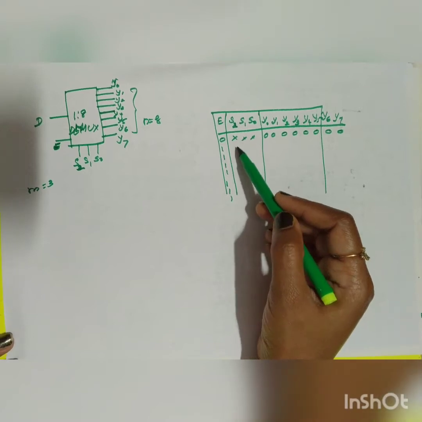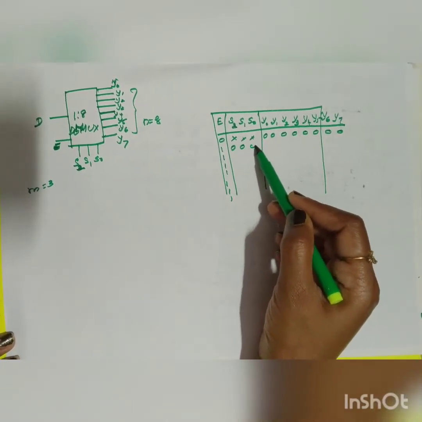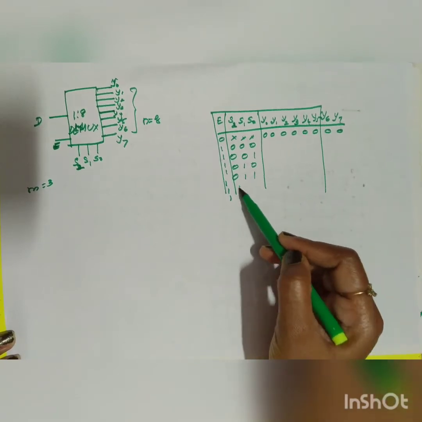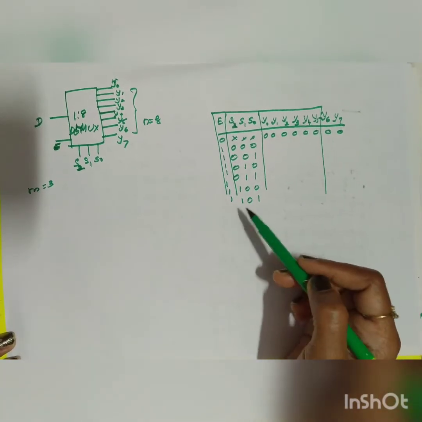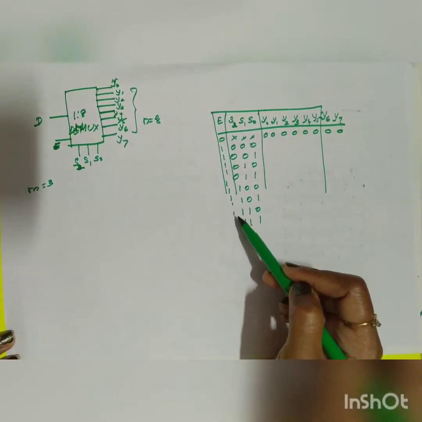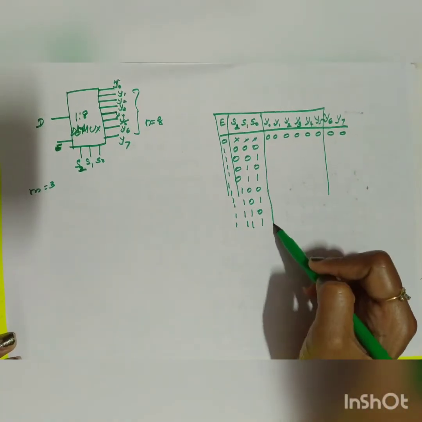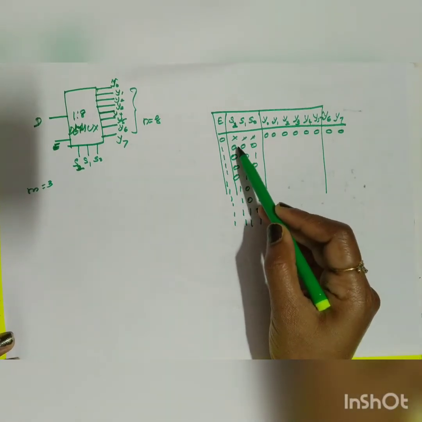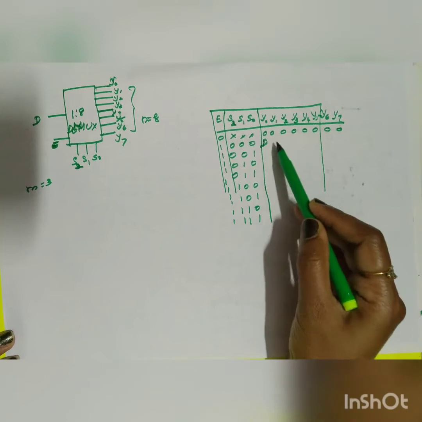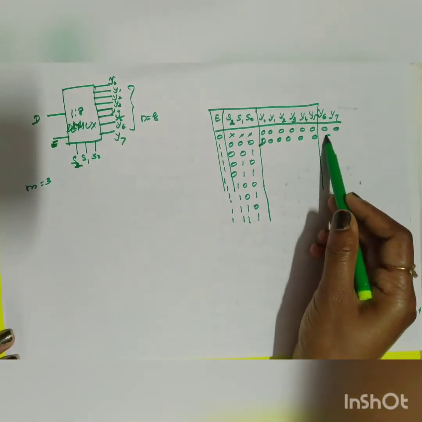So what will be your combination? 3 bits, right? So 0 0 0, 0 0 1, 0 1 0, 0 1 1, 1 0 0, 1 0 1, 1 1 0, 1 1 1. So enable will be high in all the cases. So what will be your output now? When your select line is 0 0 0, you will be getting the data across your Y0. All other cases it is going to be 0.